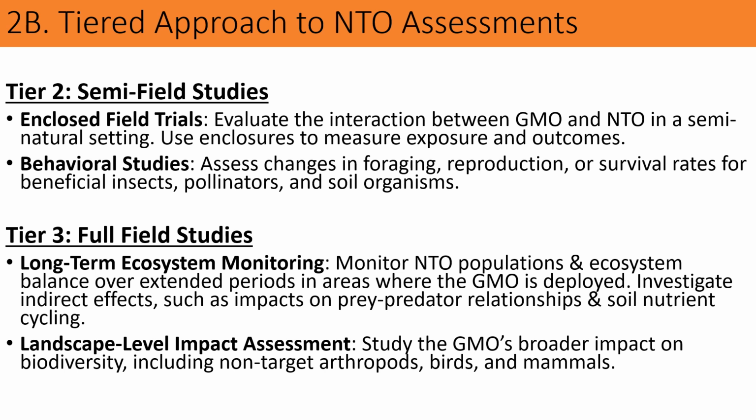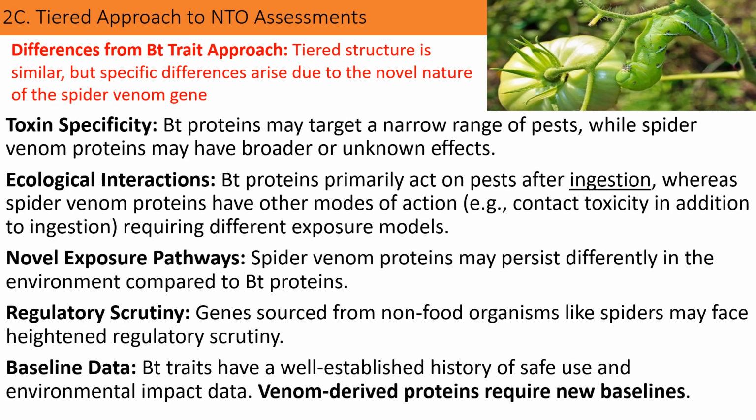This leads to a landscape level impact assessment where the GMO's broader impact on biodiversity, including non-target arthropods, birds, and mammals. The tiered structure of analyzing a potential genetically modified crop clearly relates to BT crops. The first commercially available genetically modified crop was the Flavr Savr tomato, but the crops that captured the majority of the attention were the BT crops.